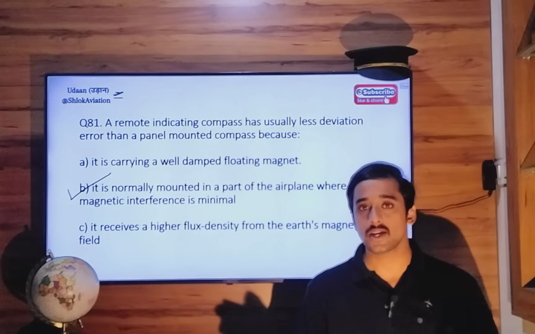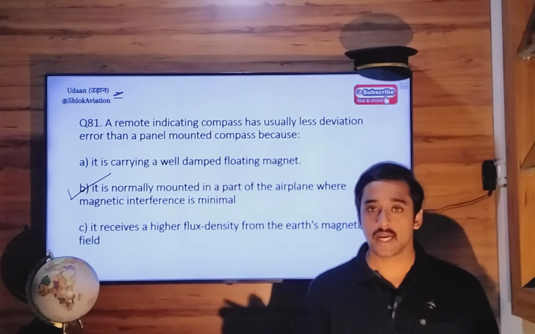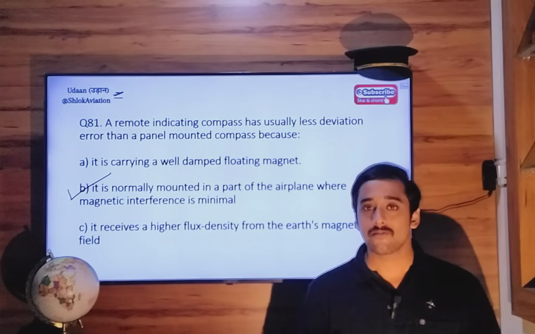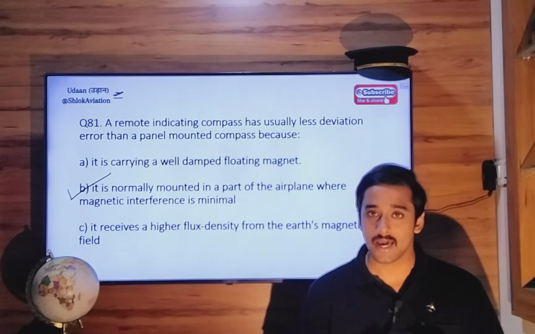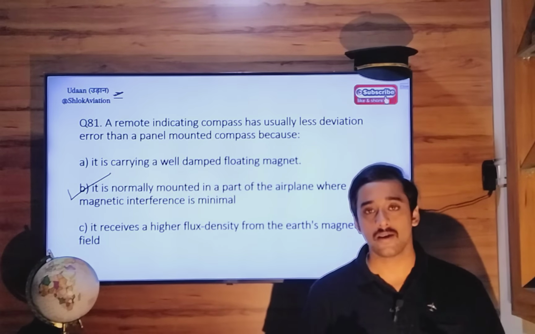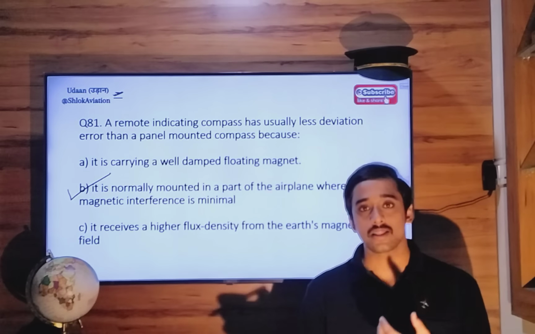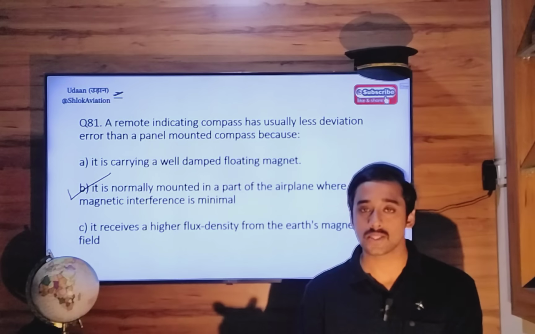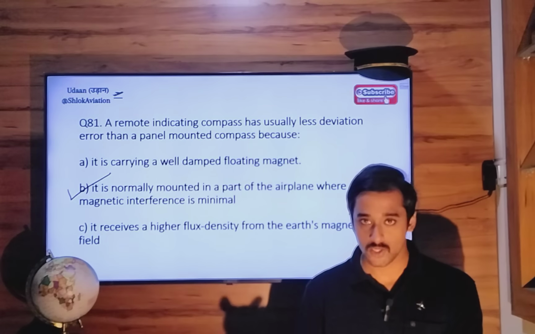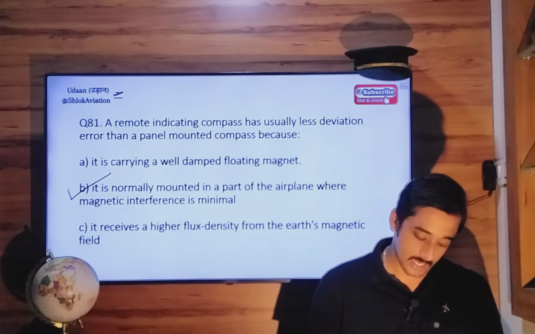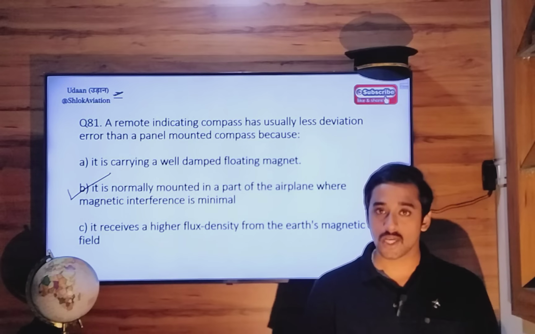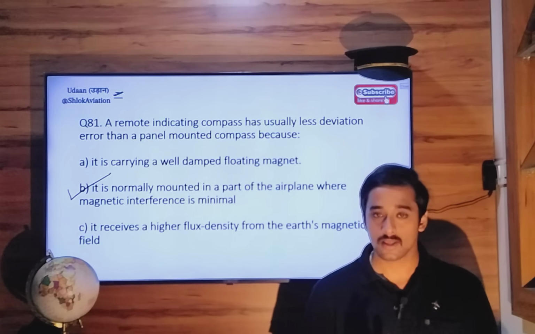This is the main advantage of a remote indicating compass. It is not located in the cockpit where electrical influences are very high, but located away from that, at a place where interference from electrical influences will be as minimum as possible. So option Bravo is the correct answer. Do read the magnetism chapter from R.K. Bali very well, thoroughly. Question number 82.